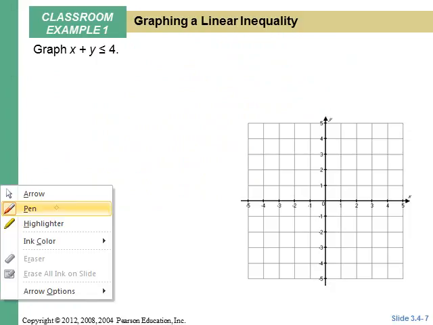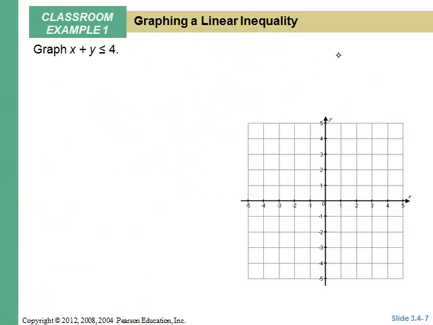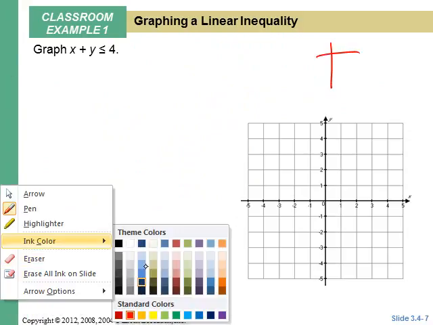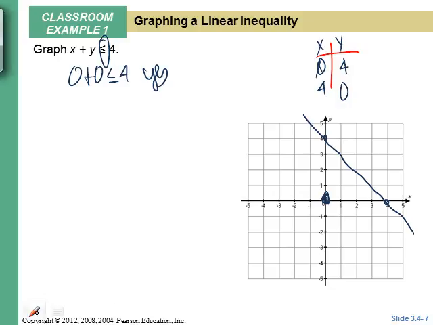So let's look at this one. We're going to graph this. X, y. If x is 0, y is 4. If y is 0, x is 4. And in this case, it's a solid line. And we choose a point not on the graph, 0, 0. 0 plus 0, is that less than or equal to 4? Yes. And so we're going to shade the side of the line that includes 0, 0.